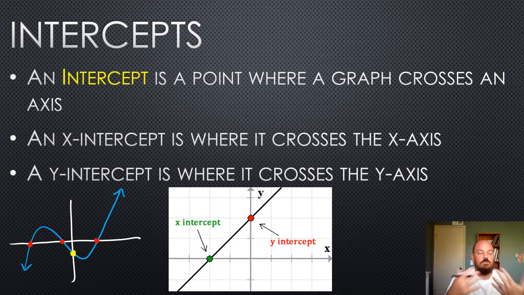So you can see it's a real simple concept. You draw the graph, you look at it, wherever it crosses that horizontal line in the middle that we call the x-axis, we call that an x-intercept. Wherever it crosses that vertical line in the middle that we call the y-axis is the y-intercept.